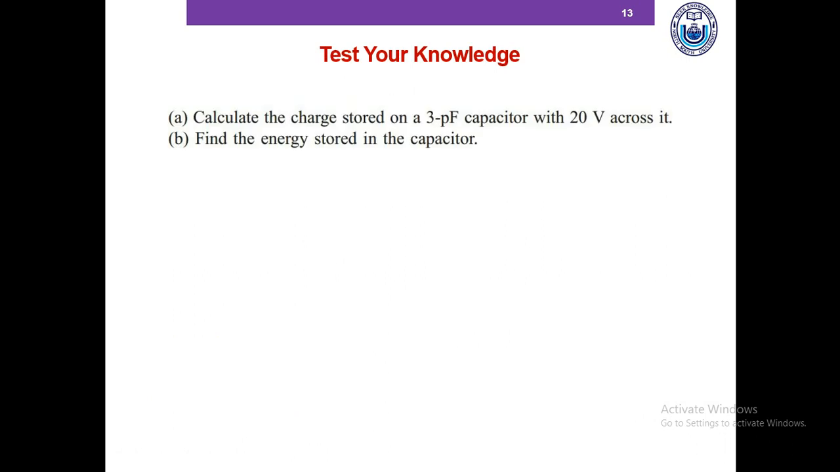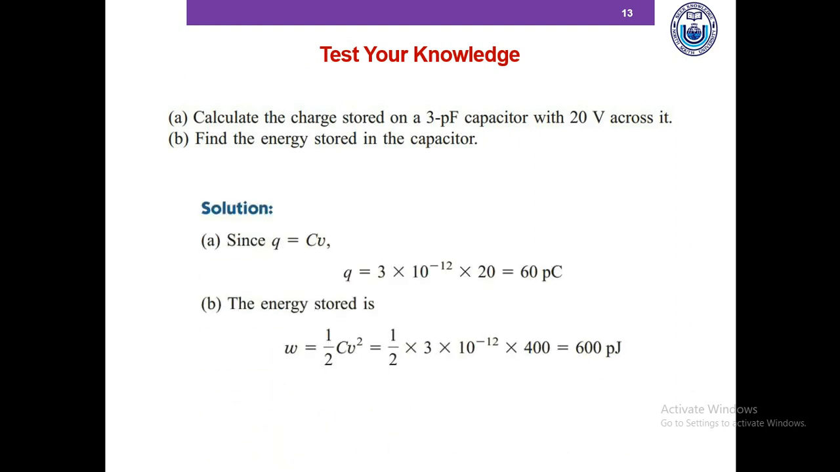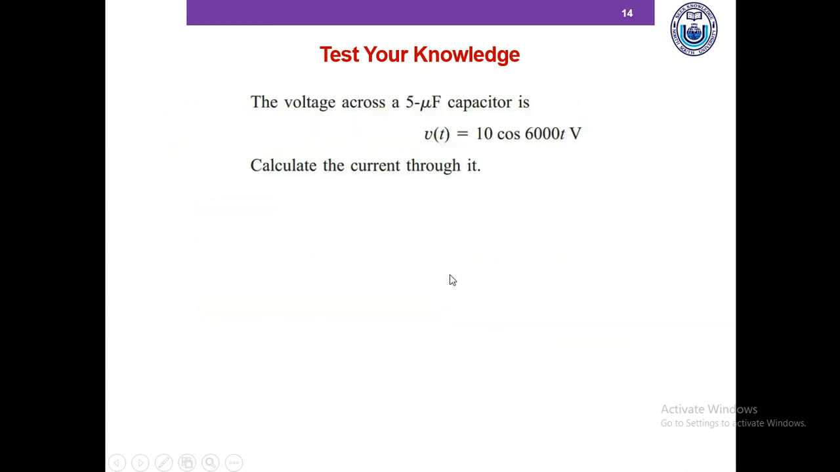So here is a problem to test your knowledge. Please pause this video and try to solve the problem, and then we'll match our answers. Hopefully you've been able to solve this. Here C is given, V is given, Q is equal to CV, and the energy stored is CV squared by 2. Here is another problem. Please pause this video and try to solve this problem.